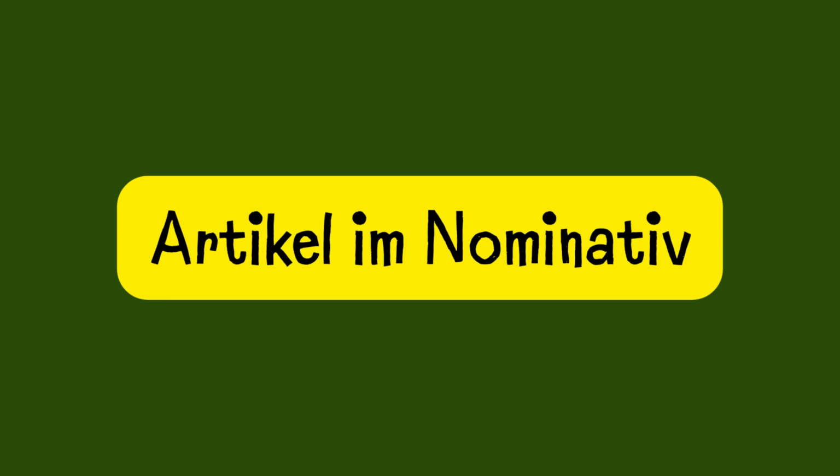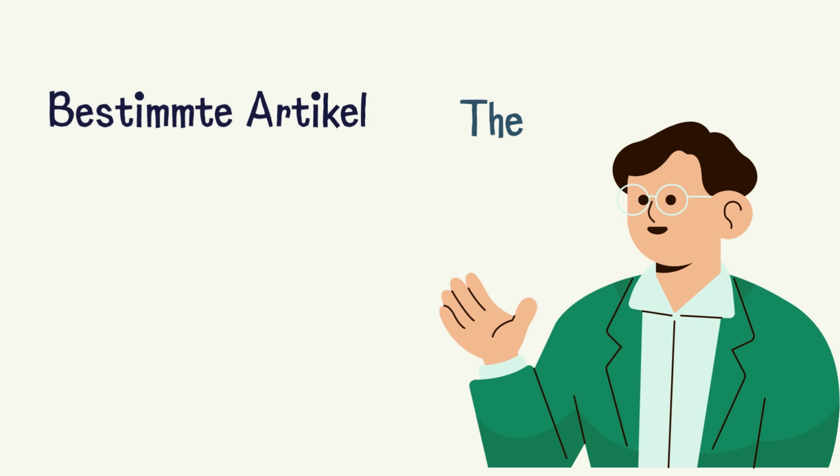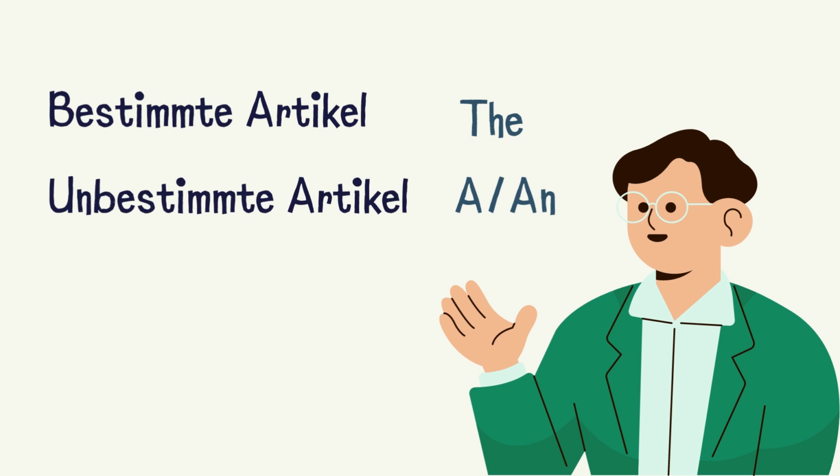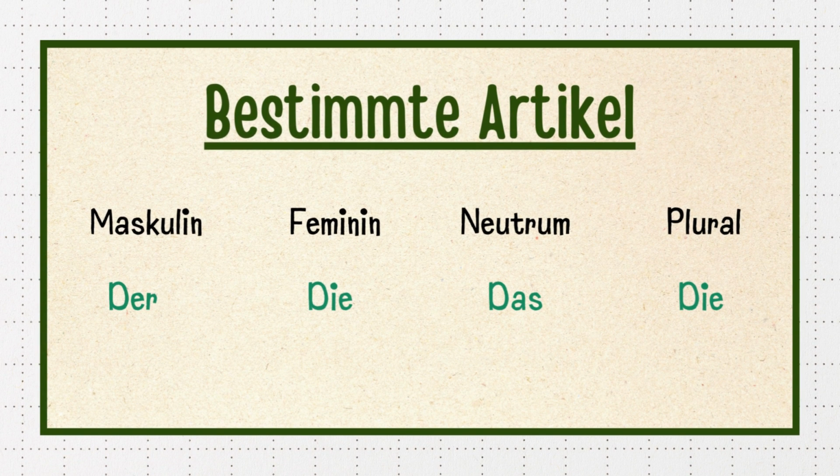Now that we understand the nominative, we'll now look at its articles. The 2 basic categories of articles are bestimmte Artikel, which is equivalent to the, and unbestimmte Artikel, which is equivalent to a or an in English. We'll first look at bestimmte Artikel. They are der, die, das, die. Der for masculine nouns, die for feminine nouns, das for neutral nouns, and die for plural nouns. Once again, der, die, das, die.